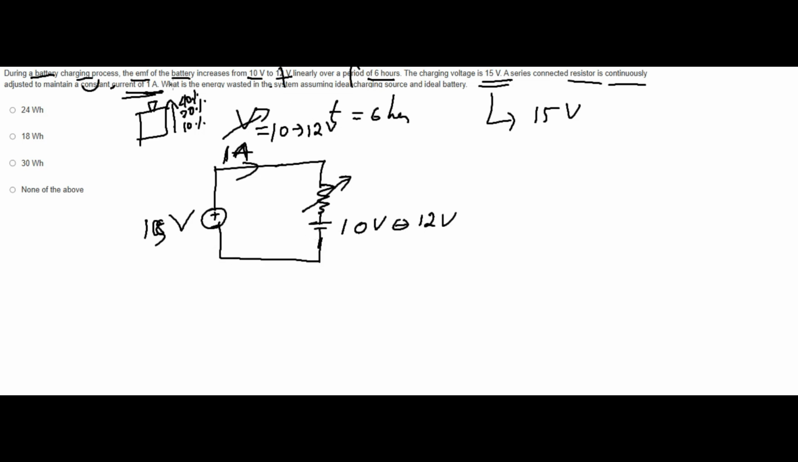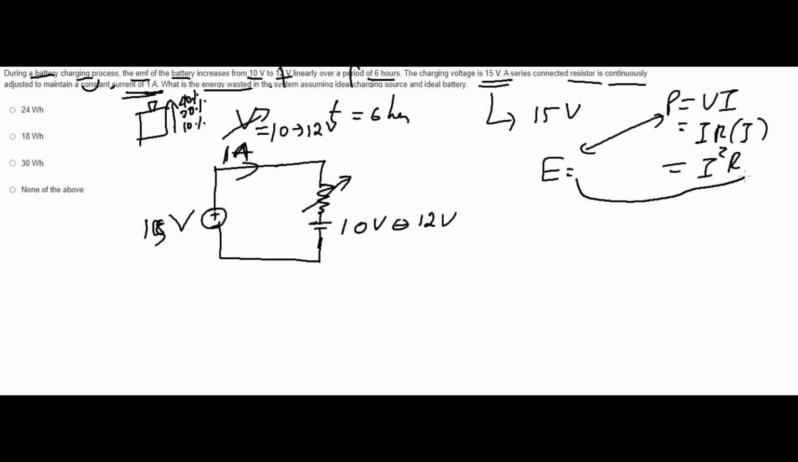So we are asking about the energy. What is the energy wasted? So what's the energy formula? Energy uses the same formula as that of P. P is equal to V I, the same formula. Here V is equal to IR, so it becomes I square R. What is the difference between energy and power? Energy includes one small factor called time. So E is equal to I square RT. That is why you have to find E is equal to I square RT.